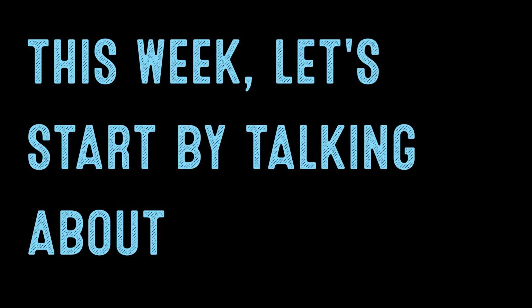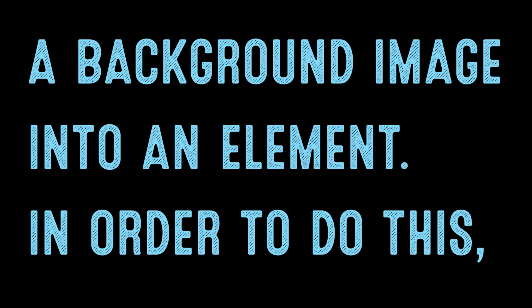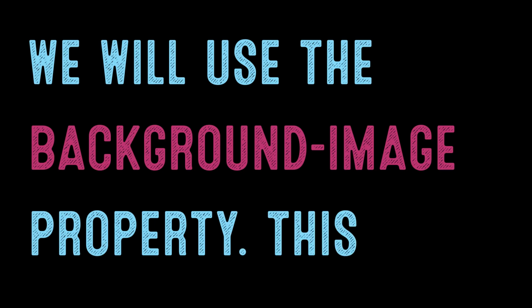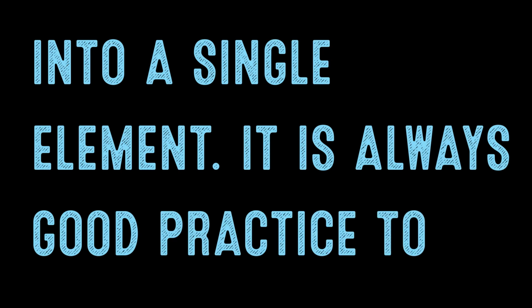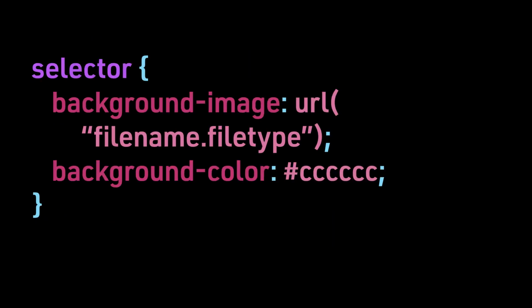This week, let's start by talking about how to load a background image into an element. In order to do this, we will use the background image property. This property can be used to load in one or more images into a single element. It is always good practice to set a background color for the element as well, just in case the image is not available. To set the background image, we use this syntax. URL indicates we will tell the browser where to find the image. In this example, we have also set a background color, a light gray color.